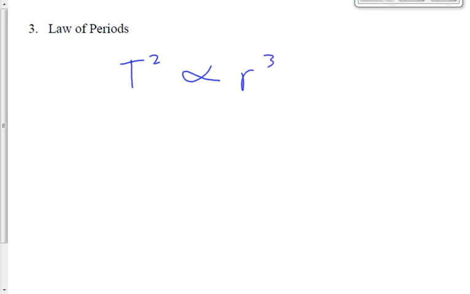What does that mean? It means as r goes up, the radius of revolution goes up, the period goes up, but it's not a linear relationship. As t goes up by a factor of t squared, r goes up by a factor of r cubed. They both go up together, but not linearly.